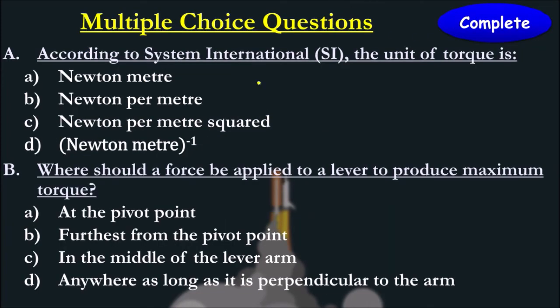All right, let's go through some multiple choice questions. According to the System International, SI, units, what is the unit for torque? Where should a force be applied to a lever to maximize the torque? I'll give you 5 seconds to pause this and then we'll go through the answers. Okay, the answer for A is A, Newton meters. The answer for question B is B, the furthest from the pivot point.